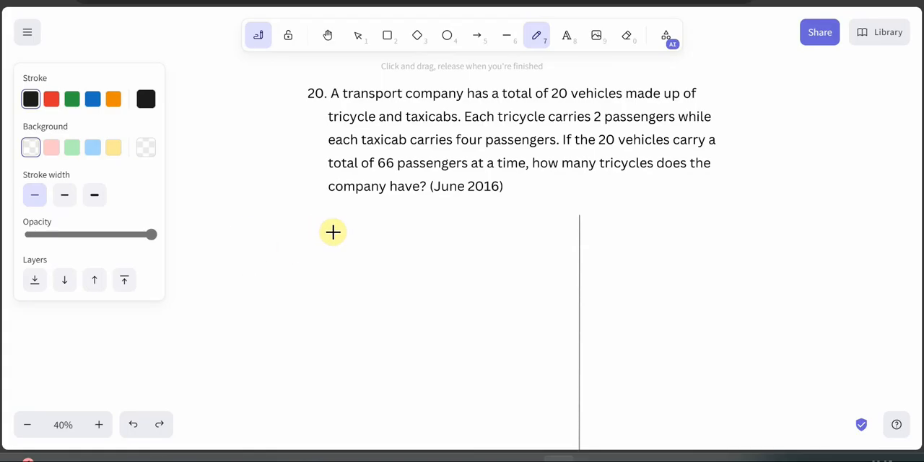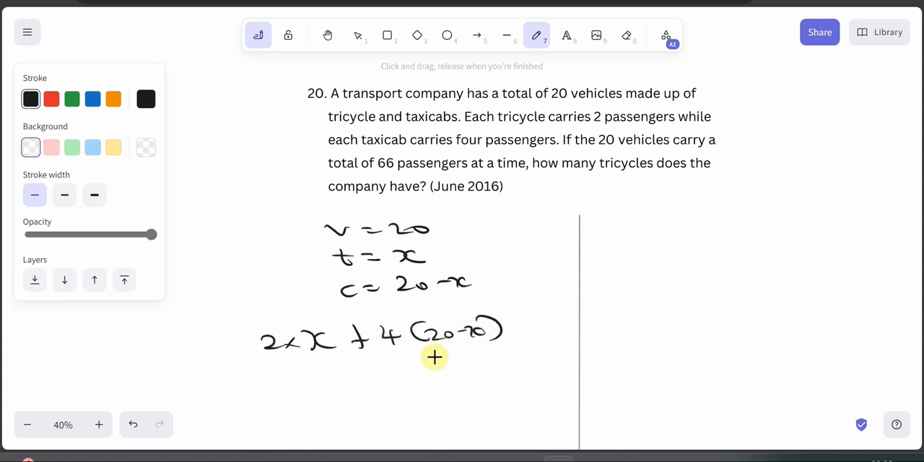So we know that the total number of vehicles is 20. If we say the number of tricycles is x, that means the number of cabs would be 20 minus x. Each tricycle carries 2 passengers, so the passengers carried by tricycles will be 2 times x. Each taxi cab carries 4 passengers at each go, so the cabs carry 4 times 20 minus x.